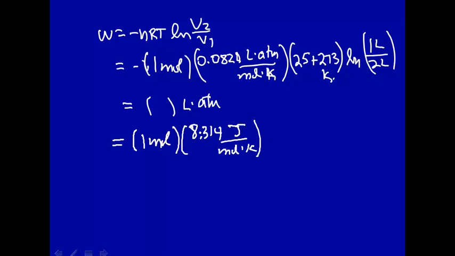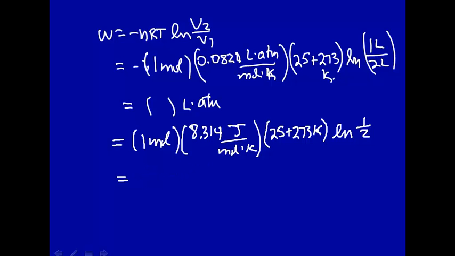Okay, so here we have 25 plus 273 Kelvin, and here we have the natural log of 1/2. The liters will cancel out. The mole will cancel out, the Kelvin will cancel out, and our units will be in joule. So we can save ourselves a conversion factor by using the more common units of R, 8.314 joule per mole Kelvin. So we actually calculate that.